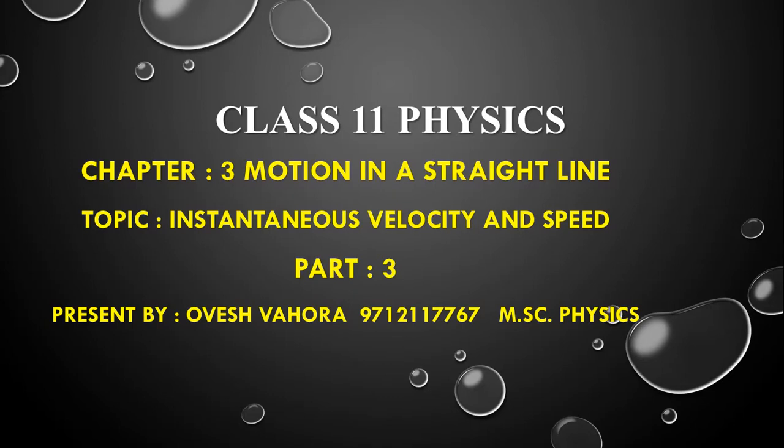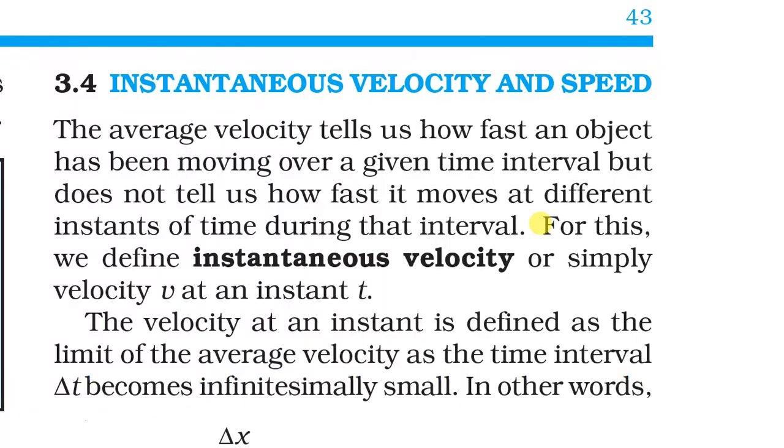See here, instantaneous velocity and speed. The average velocity tells us how fast an object has been moving over a given time interval, but does not tell how fast it moves at different instants of time during that interval. For this we define the instantaneous velocity.